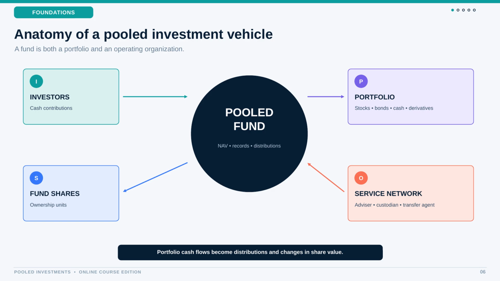Net asset value connects the portfolio to each share. The fund is therefore both a portfolio and an operating organization. 2 funds holding similar securities can still produce different investor experiences because their structures, fees, taxes, and trading mechanisms differ.